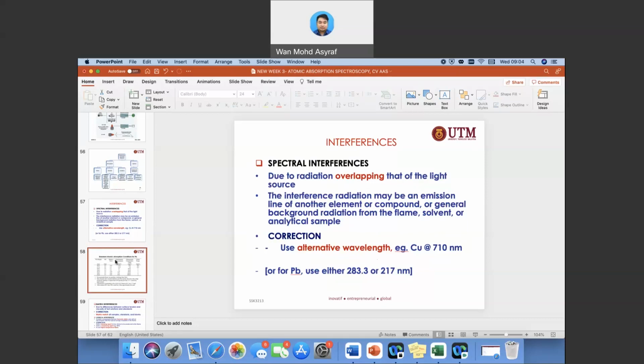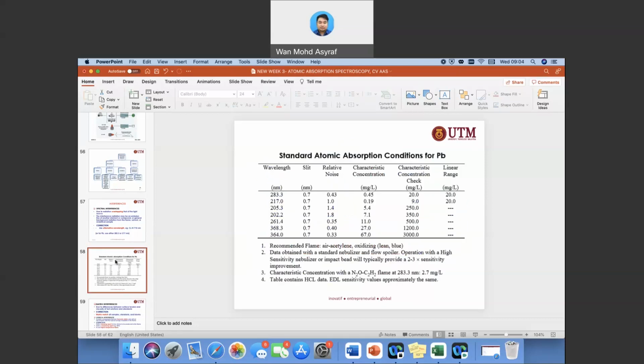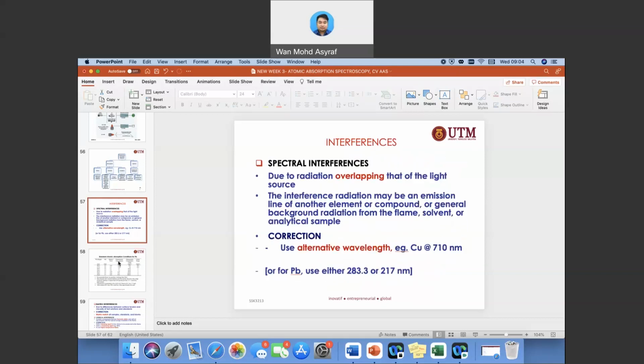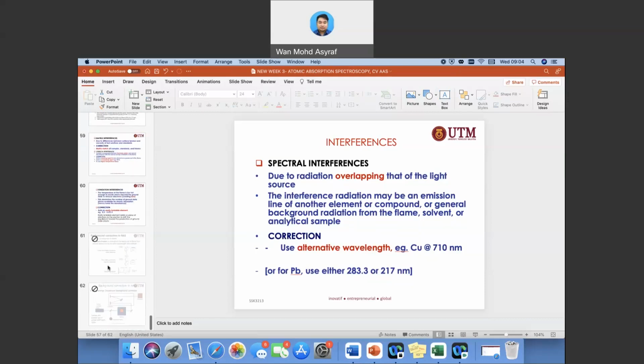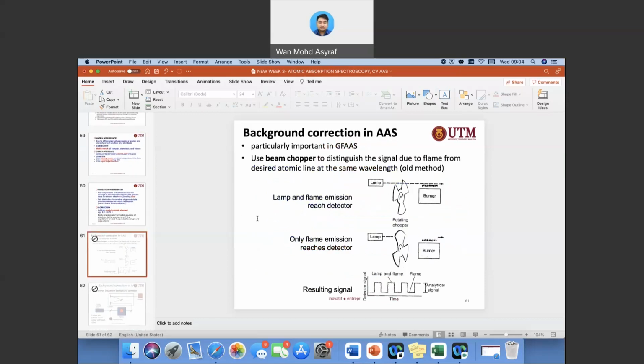All right, spectral interferences come from radiation that is overlapping. It means that your light source also has some radiation coming from it. Okay, so I think we can look at background correction, which is particularly important in graphite furnace AAS. So do you still remember that we have a beam chopper here?